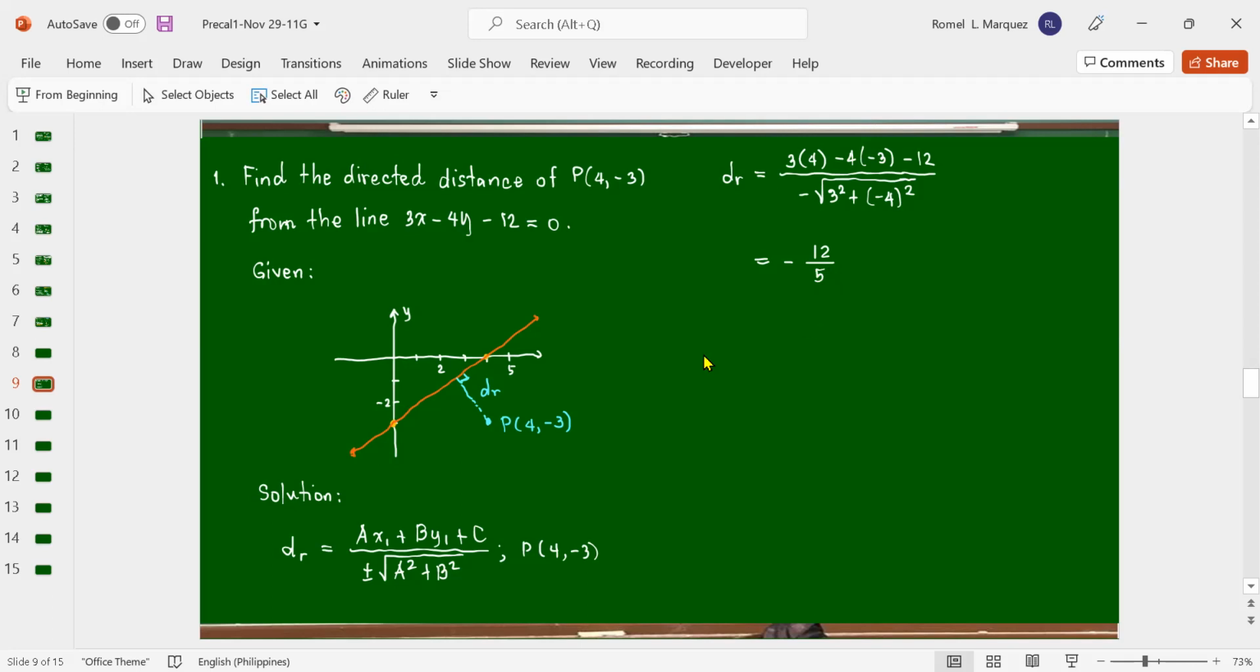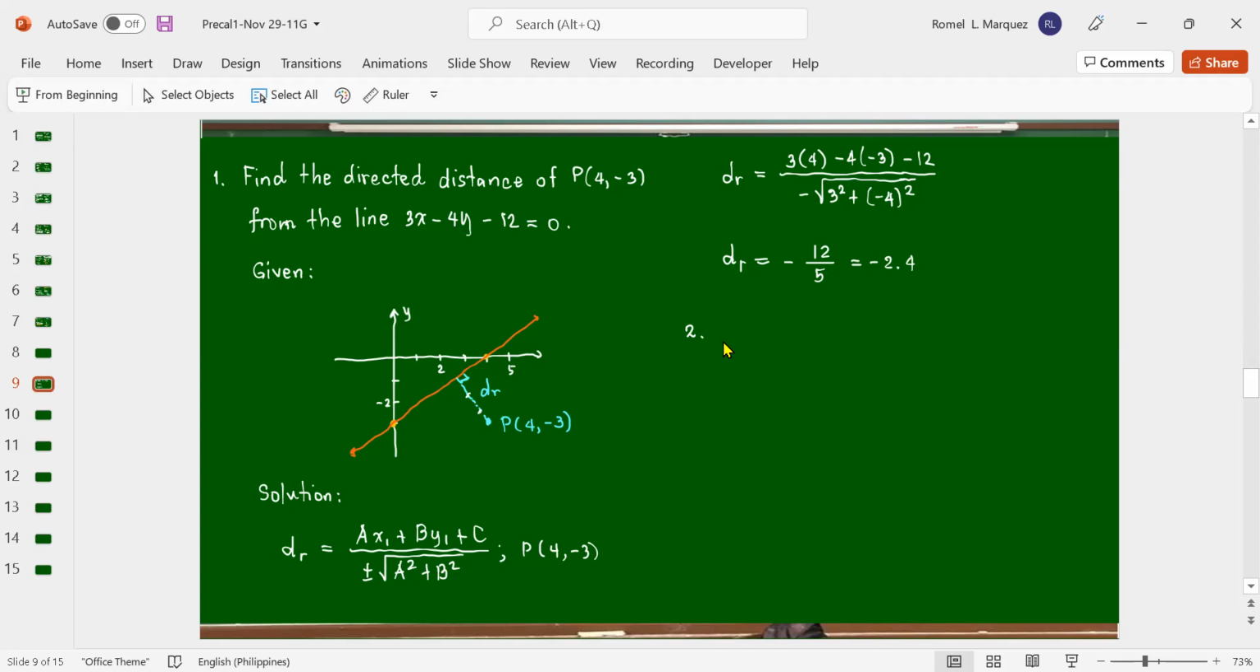So it means the actual distance is what? 12 over 5. What is 12 divided by 5? The actual distance is 2.4. Okay, children? So that is 2.4. Get it, guys? The negative here only means that the point is below the line. Is that clear, children?